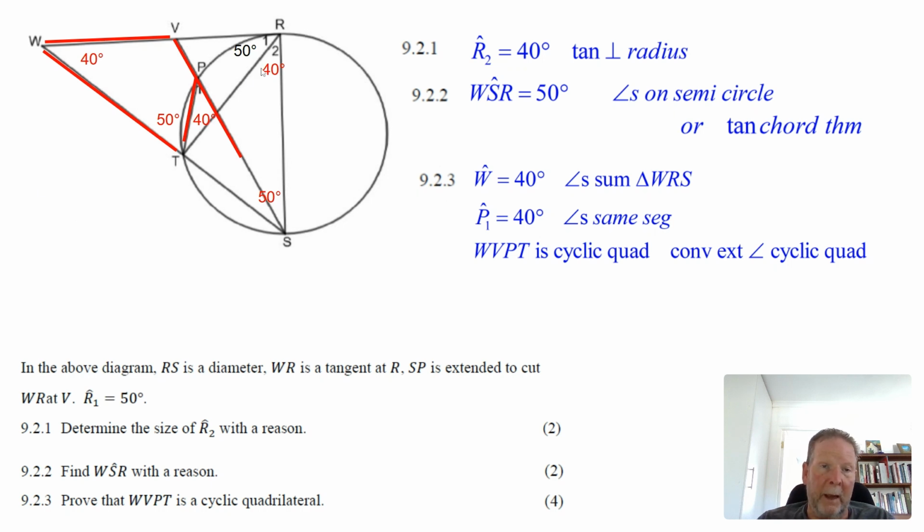See how P1 and R2, which are both 40, open up to the segment TS? They've got to be the same. And then I think we have it.